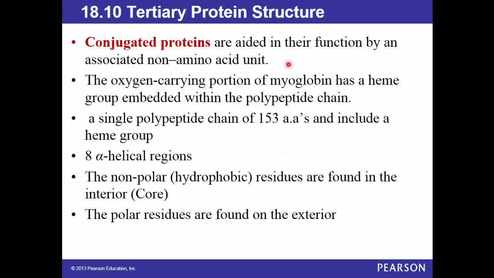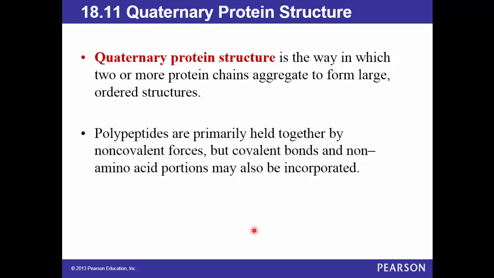Now, conjugated proteins are aided in their function by an associated non-amino acid unit. The oxygen carrying portion of myoglobin has a heme group embedded within the polypeptide chain. It is a single polypeptide chain of 153 amino acids and includes a heme group. It consists of 8 alpha helical regions. The nonpolar or hydrophobic residues are found in the interior or the core of myoglobin, and the polar residues are found on the exterior, as I showed you in the structure of myoglobin before.